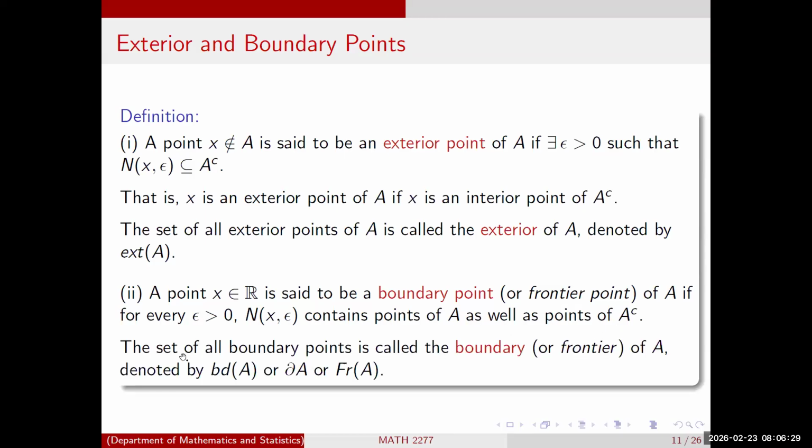And just like before, we could take the set of all these boundary points, and this is called the boundary, or sometimes the frontier of A, and it's denoted commonly by BD of A, or you usually see this partial derivative symbol of A. This is not differentiation. This is just the symbol they use. So you have interior, exterior, boundary.